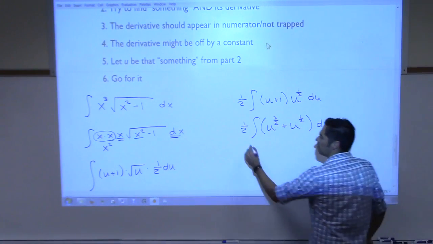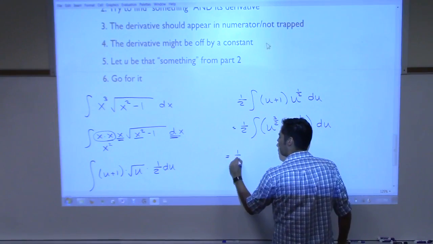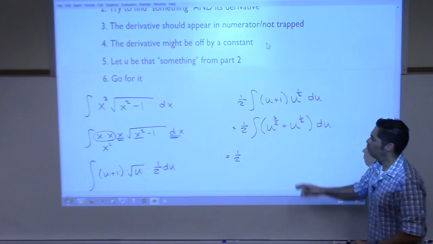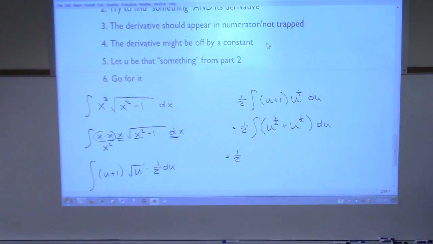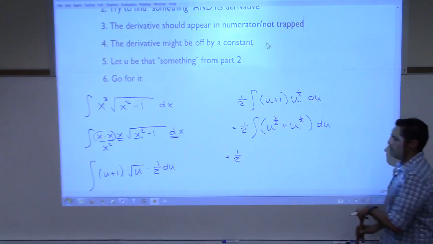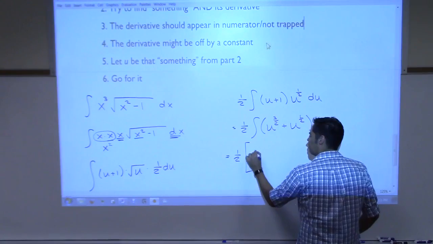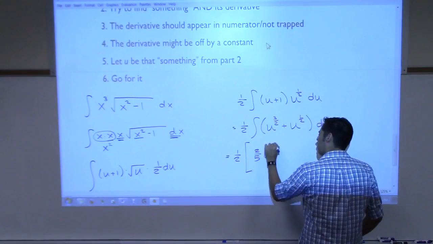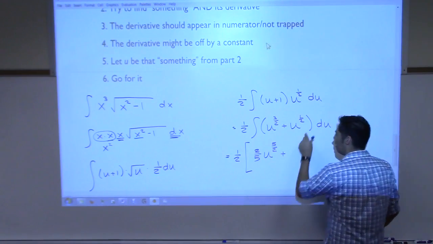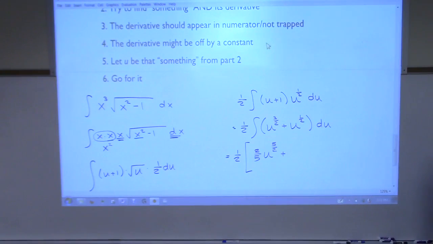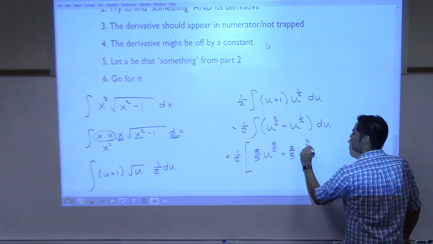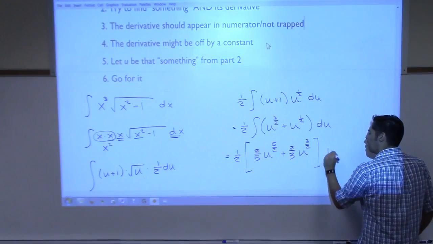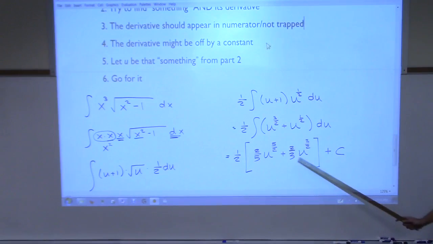All right. Let's make sure we get this now. I have a 1/2 out here. Now, what is the antiderivative of this? 2/5 u to the 5/2. 2/5 u to the 5/2 plus antiderivative of this one. 2/3 u to the 3/2.